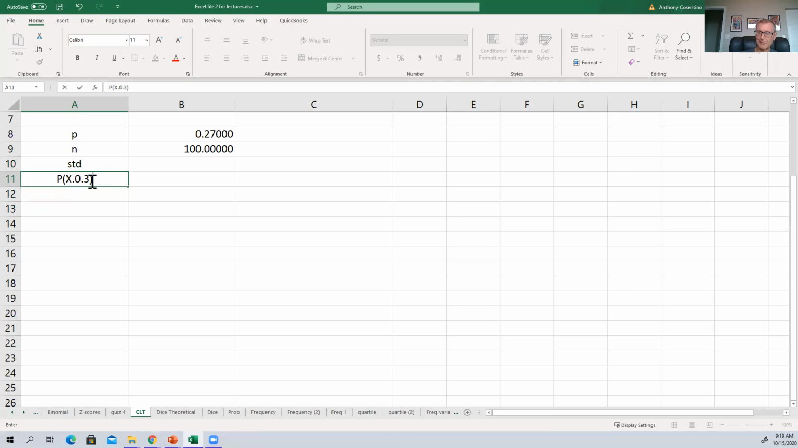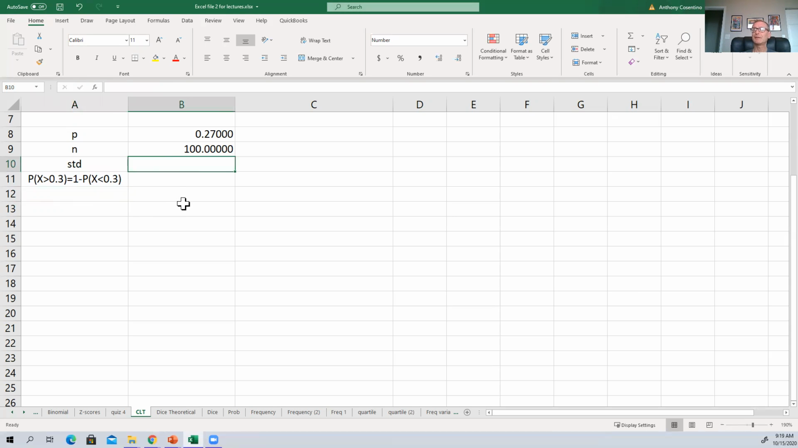And when you do greater than, remember that equals 1 minus the probability of X less than 0.3. Either on your calculator or on the spreadsheet, you always get less than. So what do we need here? Well, we need the standard deviation calculation. You could do that with your calculator, but I'm going to do it on the spreadsheet.